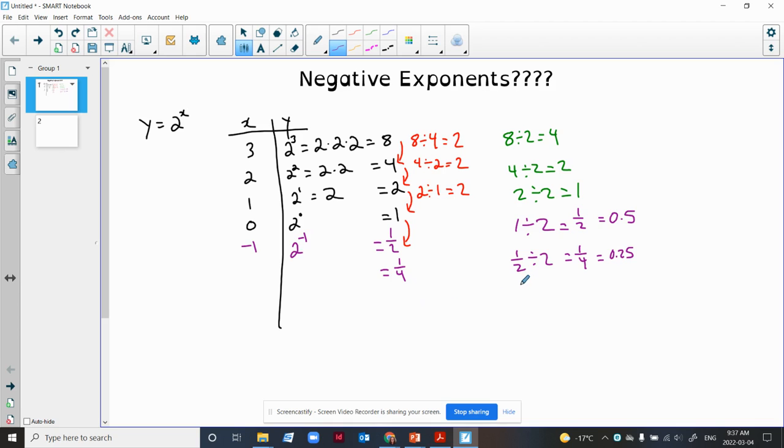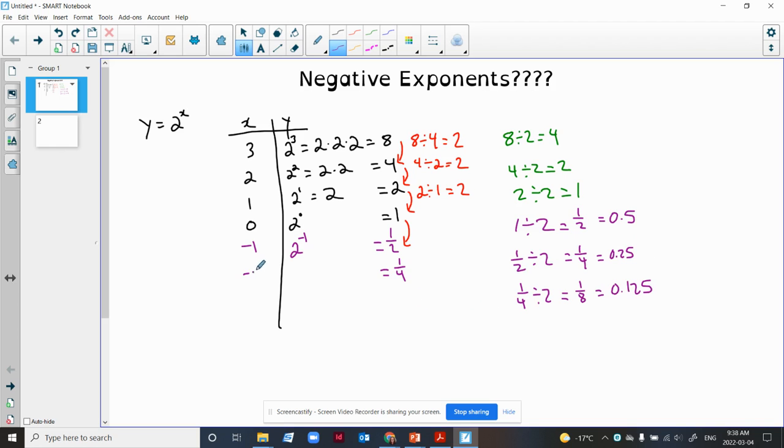Okay, and then let's do it again. So we have 1/4 divided by 2 equals, well, if we have a quarter of a cup, dividing it by 2 is going to give me an eighth of a cup, which is 0.125. Again, with the decimals, we don't see this pattern in the same way. There's definitely a pattern there, but we're really looking at the fractions to see what the pattern is.